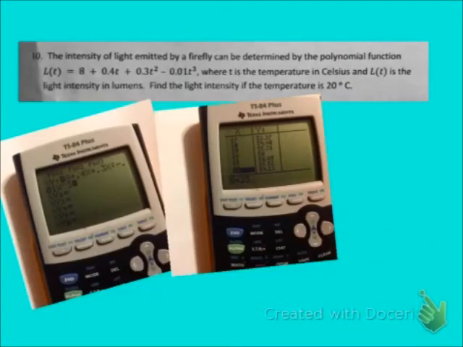Now for this next one, the intensity of light emitted by a firefly can be determined by the polynomial. They give it to you. In this first graph, we see it. You're supposed to plug it into the y equals. Once you plug it into the y equals, we do need to understand that T represents temperature and L of T represents the light intensity. Now this here is your x and this here is your y.